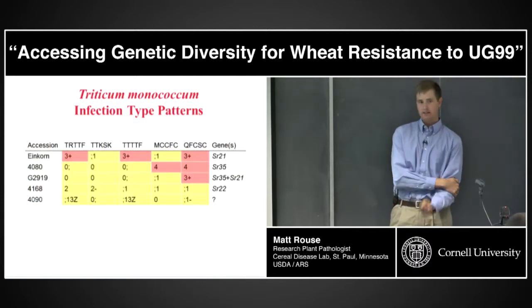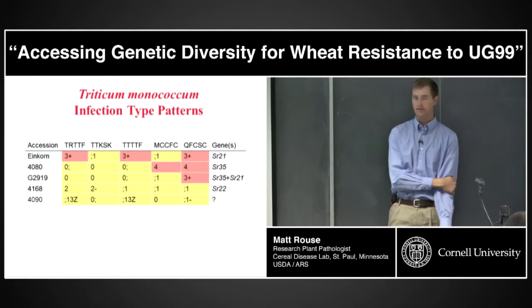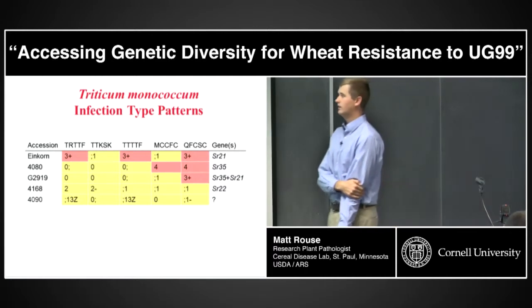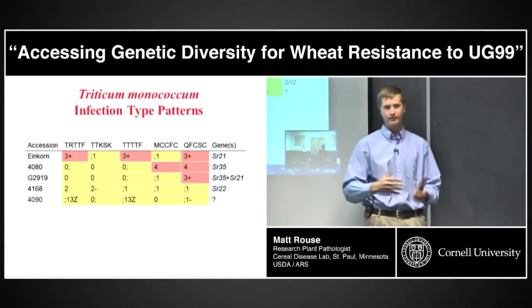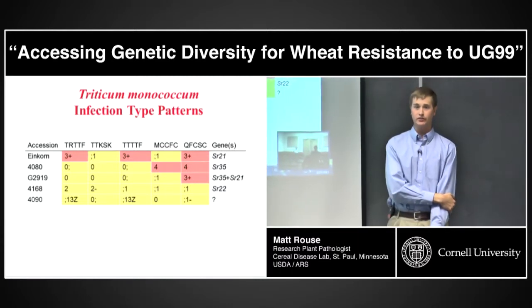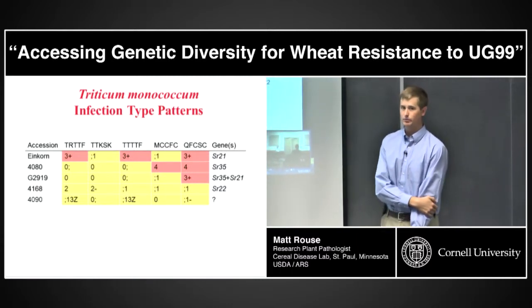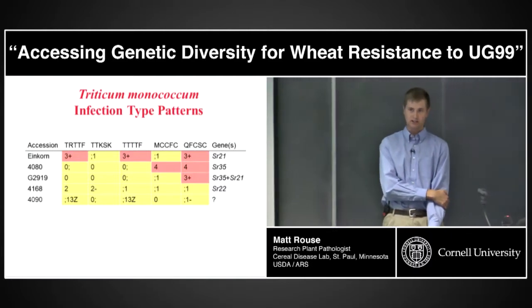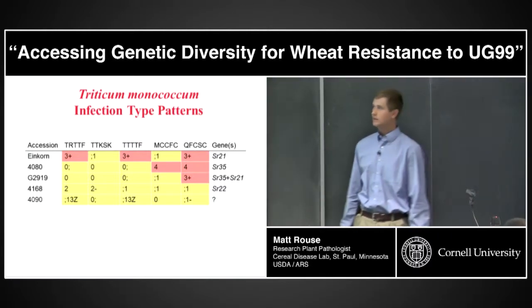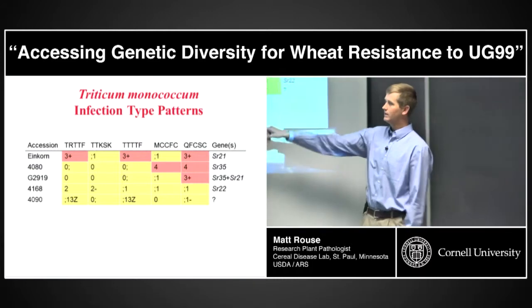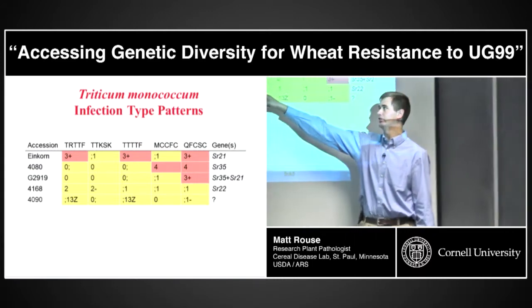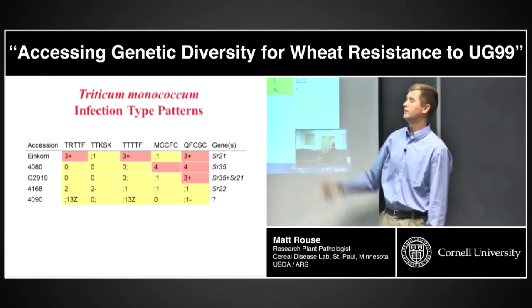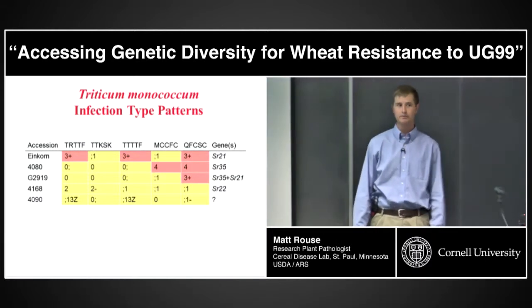When we look at different accessions of these wild species across different isolates of the pathogen, we can start to see different patterns of resistance and susceptibility that is useful for predicting what genes are there or what accessions might have novel genes. And so in this table, you can see some of the accessions of Triticum monococcum and then their seedling infection types to a number of races of the stem rust pathogen.